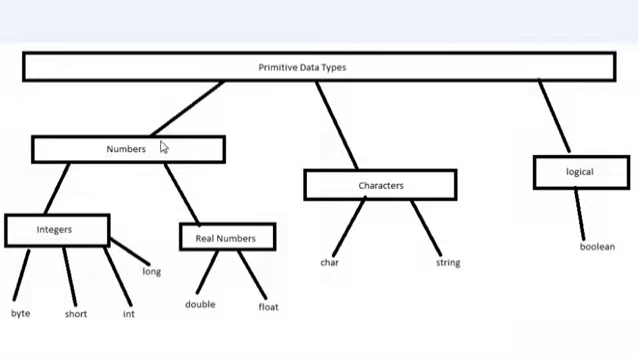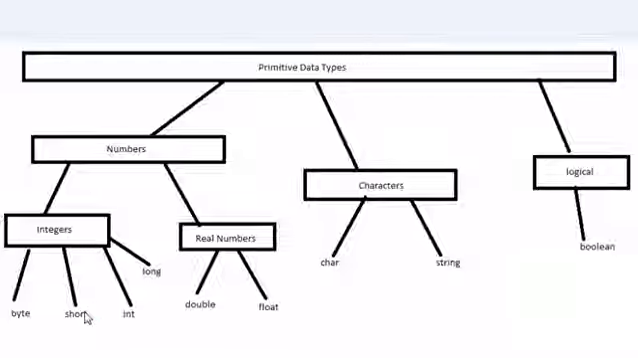Now under the numbers category we have integers. Now this is all numbers that aren't decimals or don't have decimals. We have byte, which is a very small integer number that can hold a value starting at negative 128 all the way up to positive 127. Now if you go past that, what has happened is called overflow, and you will get an error in your program.